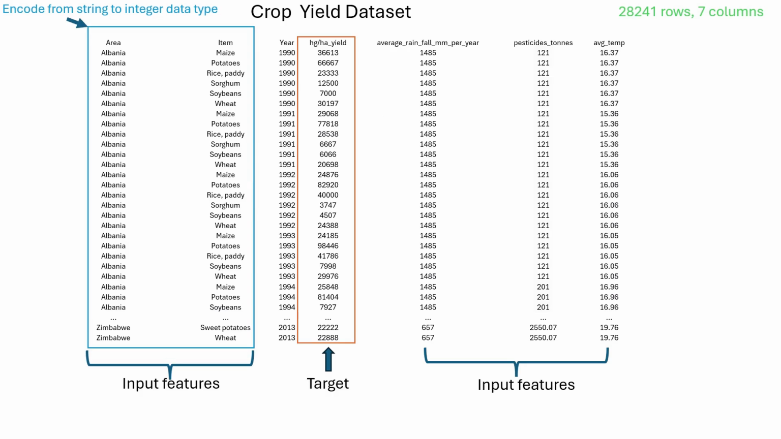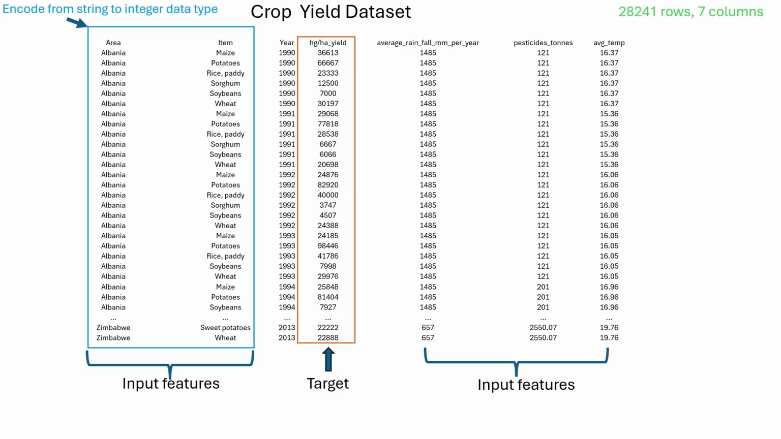The dataset we use comes from the Food and Agriculture Organization of the United Nations. It contains about 28,000 rows and 7 columns of agricultural production data, where each record includes both environmental and geographical factors related to crop cultivation. The input features include variables like country area, crop item, production quantity, and other encoded factors. Our target variable is HGHA yield, which measures the agricultural yield in hectogram per hectare. Predicting yield based on these diverse inputs provides a good example of a multivariable regression challenge.